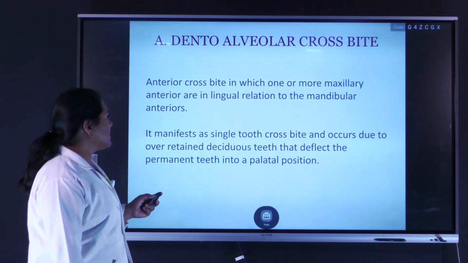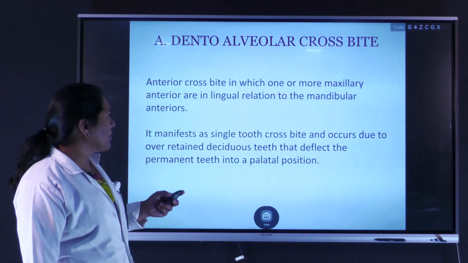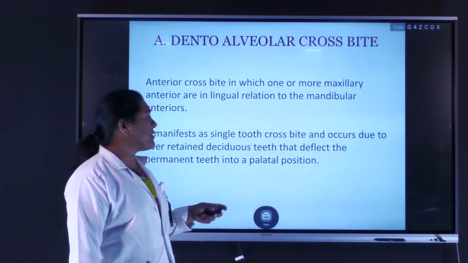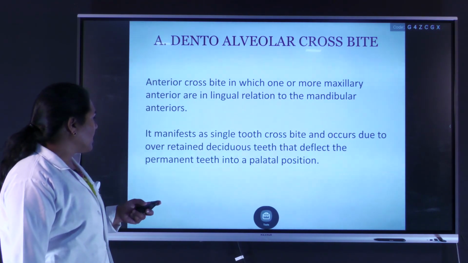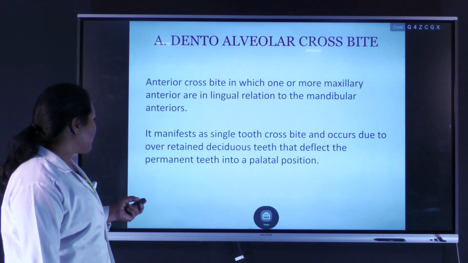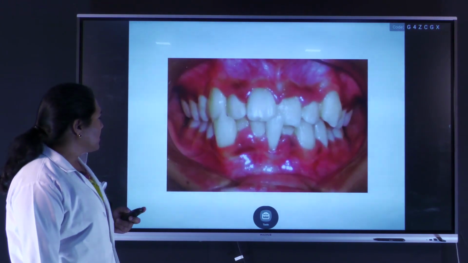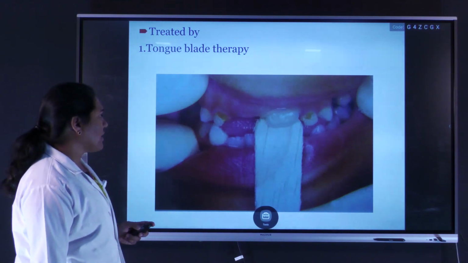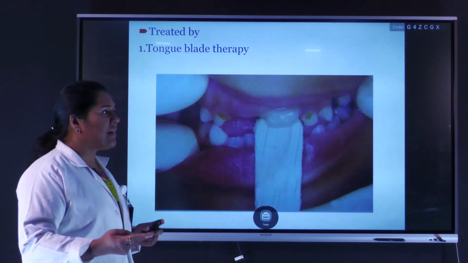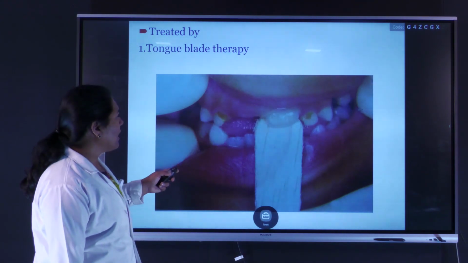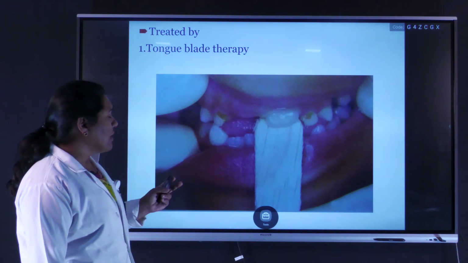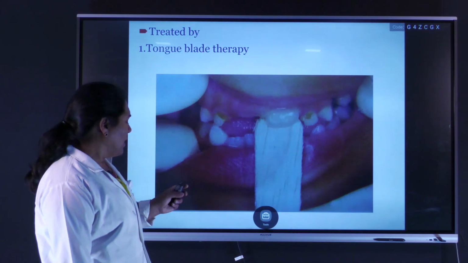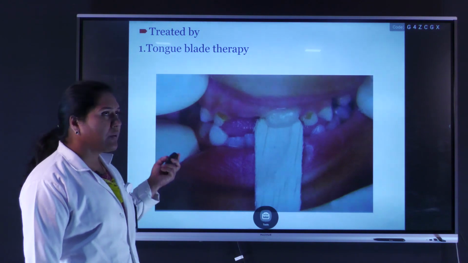Dentoalveolar crossbite is one in which one or more maxillary anteriors are in lingual relation to the mandibular anteriors. Sometimes this can manifest as a single tooth crossbite, or it occurs due to over-retained deciduous teeth that deflect the permanent teeth into the palatal position. This single tooth crossbite can be corrected by tongue blade therapy. That ice cream stick kind of thing will be given, and it is kept in such a way that the tongue blade is lingual to the upper central incisors and labial to the lower incisors, in order to intercept this crossbite.